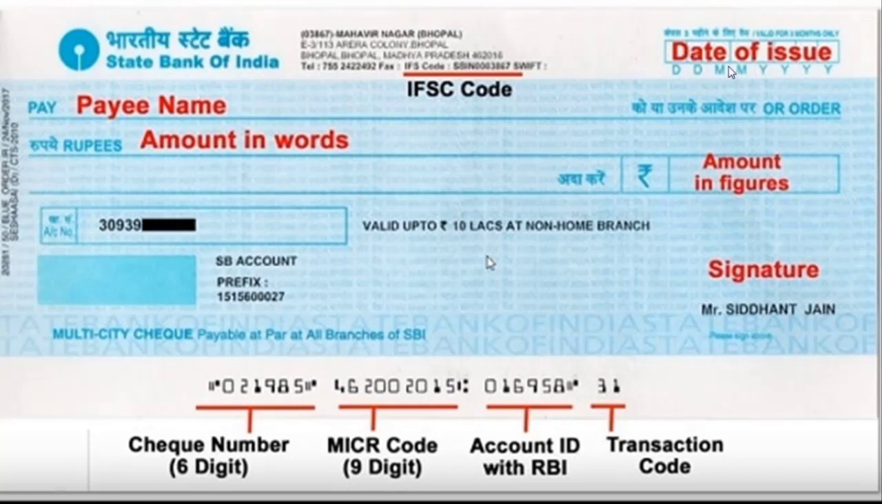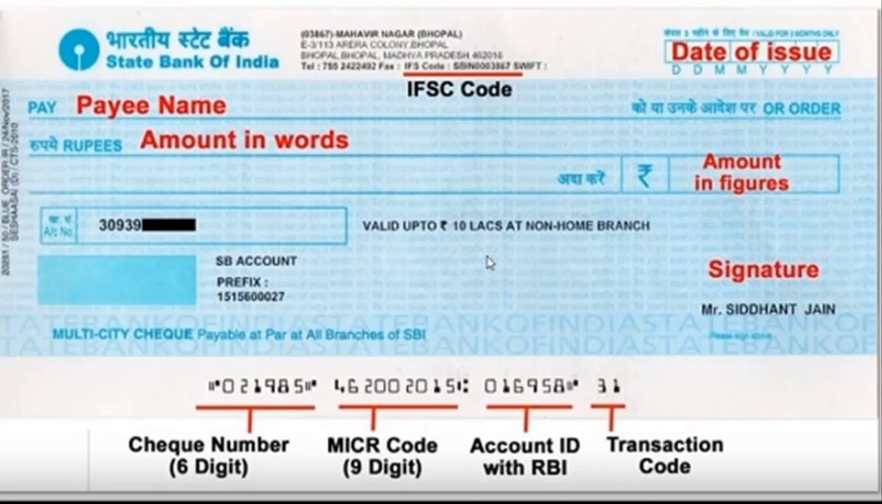Then on the right top corner, date is written by the drawer of the check. Below that we have to write name of the payee. So who is payee? Payee is a person to whom the amount of the check is to be paid. In simple words we can say payee is a receiver of check, receiver of amount.